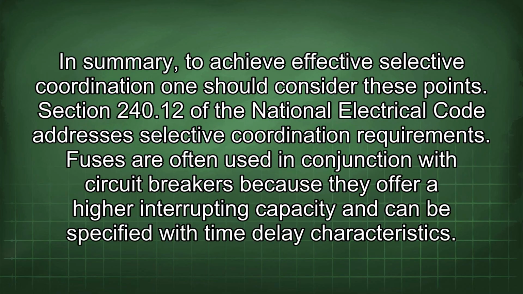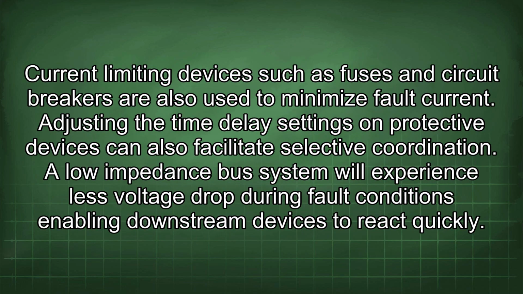In summary, to achieve effective selective coordination, one should consider these points. Section 240.12 of the National Electrical Code addresses selective coordination requirements. Fuses are often used in conjunction with circuit breakers because they offer a higher interrupting capacity and can be specified with time delay characteristics. Current-limiting devices such as fuses and circuit breakers are also used to minimize fault current.